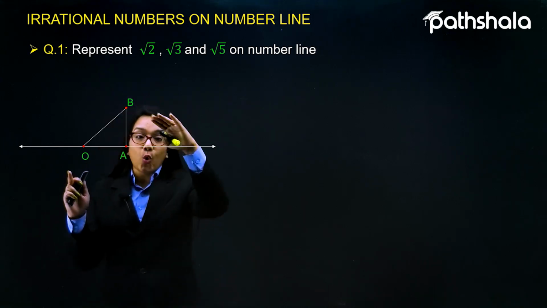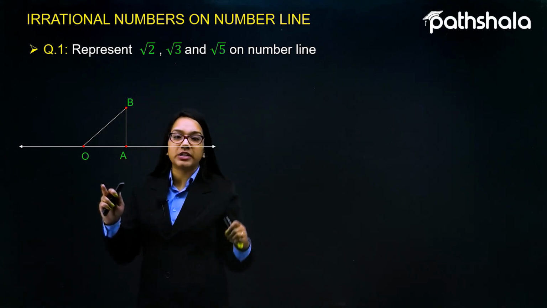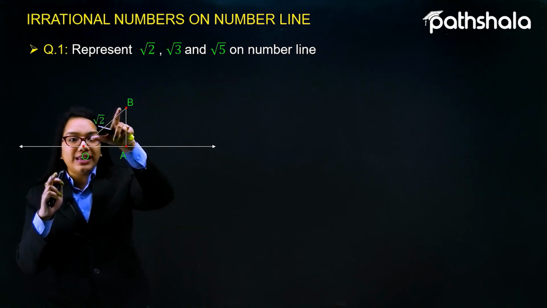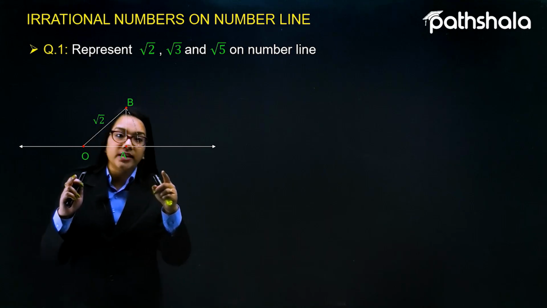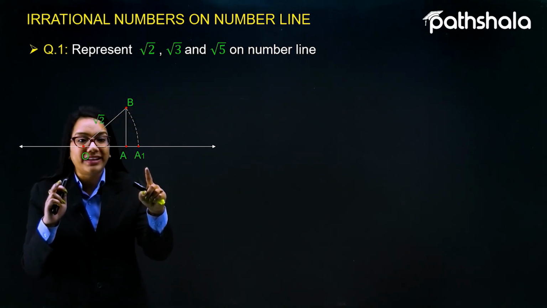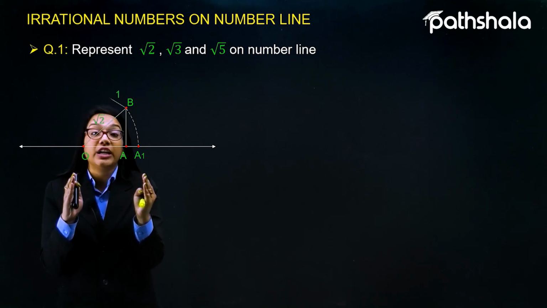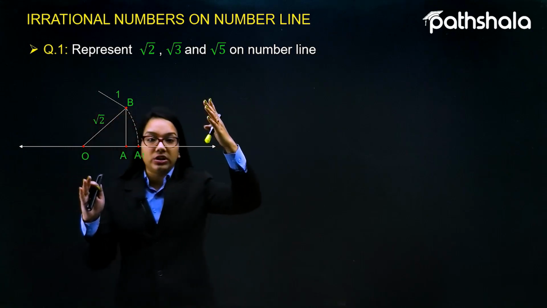We join OB. Then using the compass, taking O as the center and OB as the radius, we mark an arc such that the distance OA1 is definitely root 2. Now let us take root 3 further.